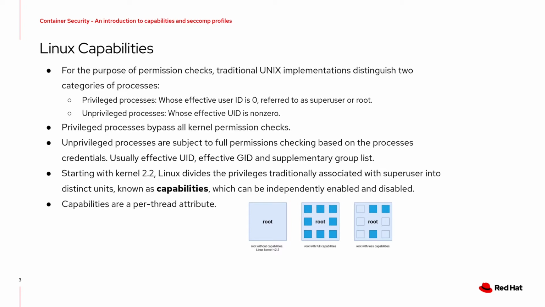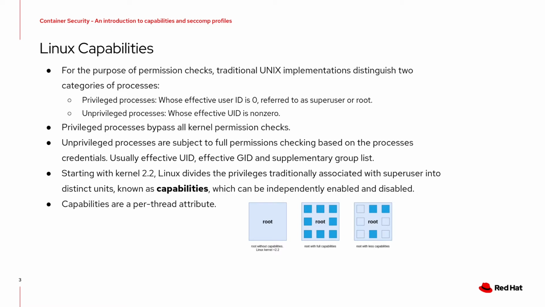Before jumping into what capabilities are, we need to understand that in Linux we have two types of processes. Privileged processes, whose effective user ID is 0, also referred to as superuser processes or root processes, and then unprivileged processes, whose effective UID is non-zero. Privileged processes bypass all kernel permission checks. On the other hand, unprivileged processes are subject to full permission checking based on the process's credentials, usually effective UID and effective GID, and also the supplementary group list.